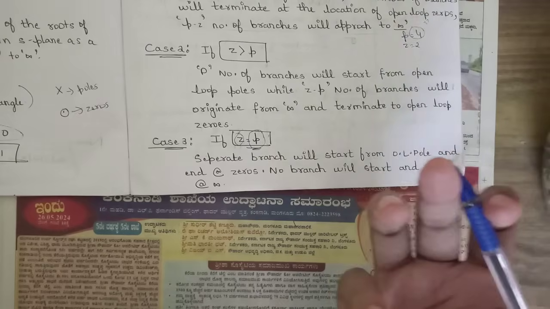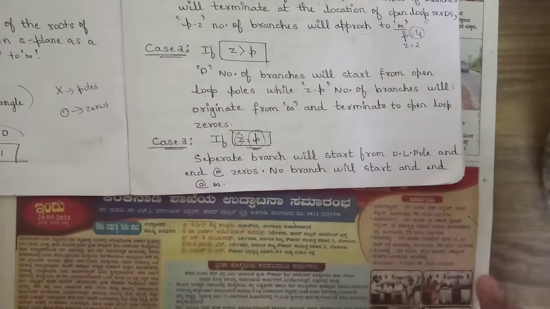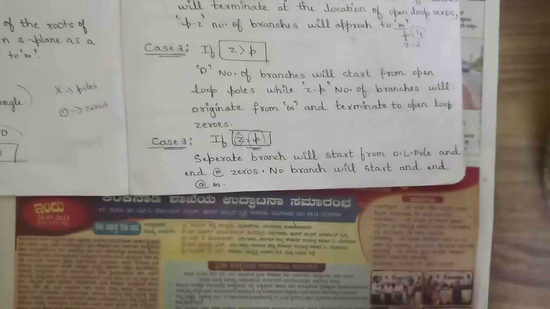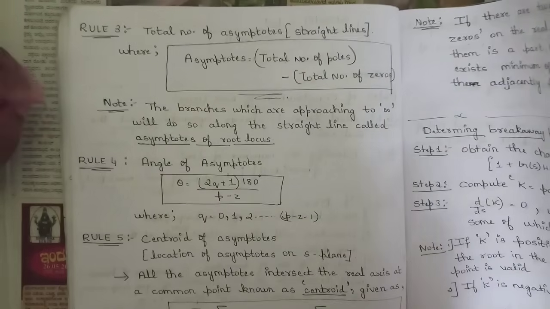So root locus plots would not be approaching infinity whenever there are equal numbers of poles and zeros. So this is all about rule 2. Now let's discuss rule 3. So this is rule 3.